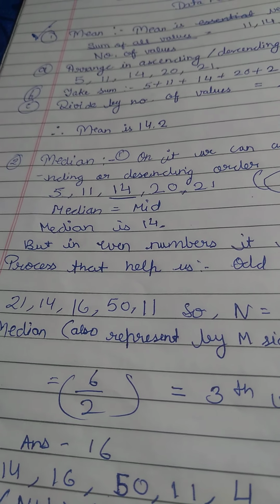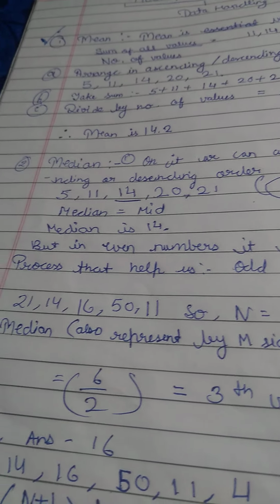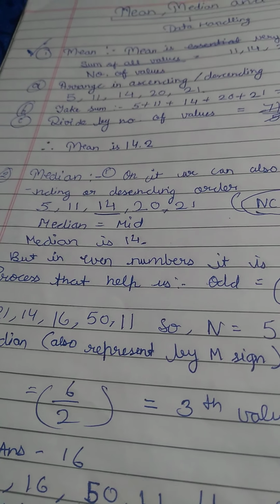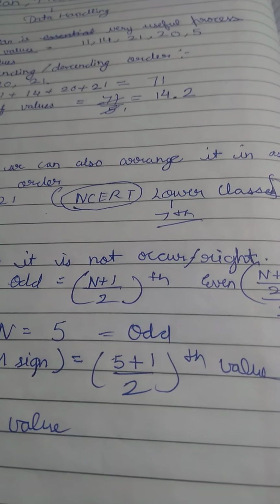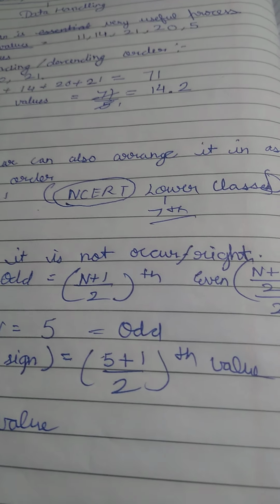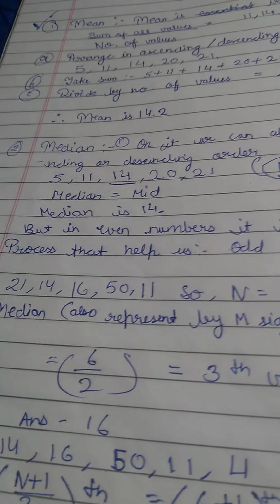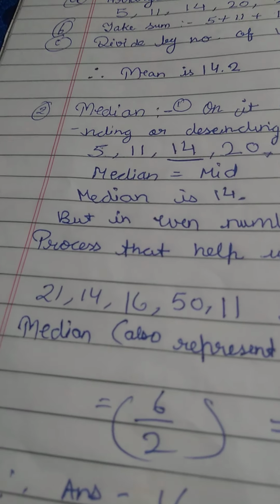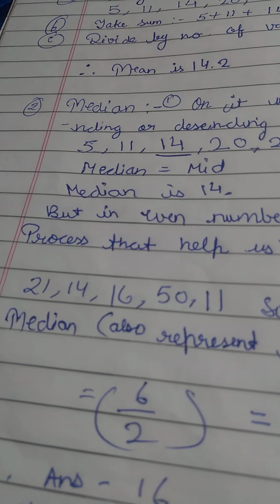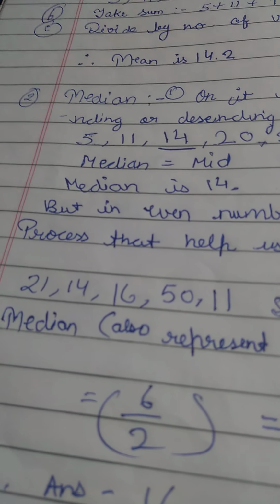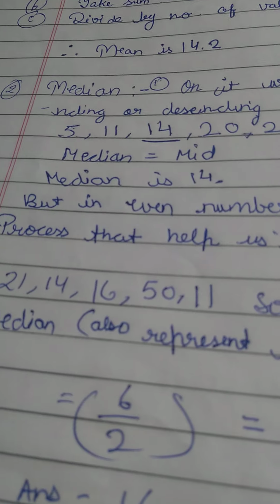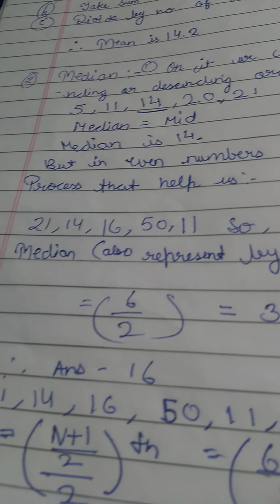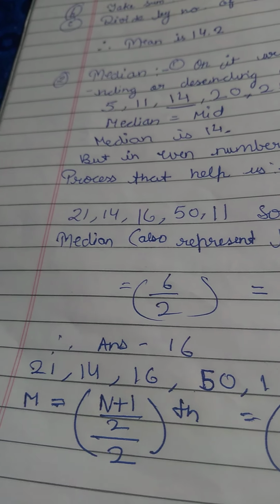Take the numbers 21, 14, 16, 15, 11. So n equals 5, where n means the number of values. Median is also represented by M. So the value at (5 plus 1) divided by 2, 6 divided by 2 equals the third value. The third value means 16. How? First is 21, second is 14 and third is? Yes, 16. Very good. The answer is 16.